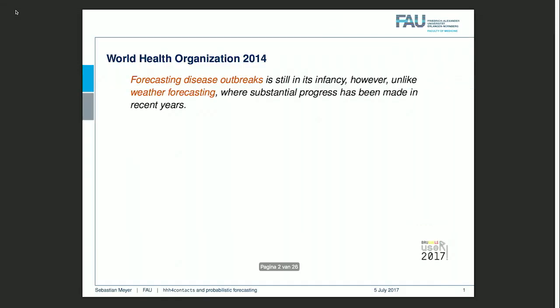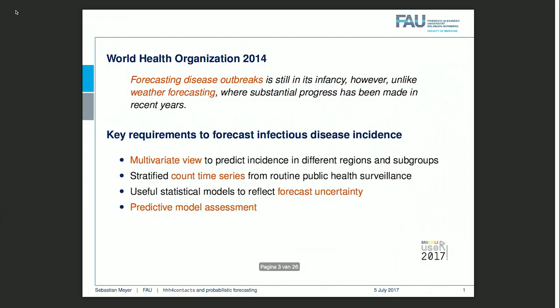For the latter, the World Health Organization in 2014 said that forecasting disease outbreaks is still in its infancy, unlike weather forecasting, where substantial progress has been made in recent years. My aim with this talk is to transfer some of this progress to the forecasting of infectious disease incidence. There are some key requirements for this.